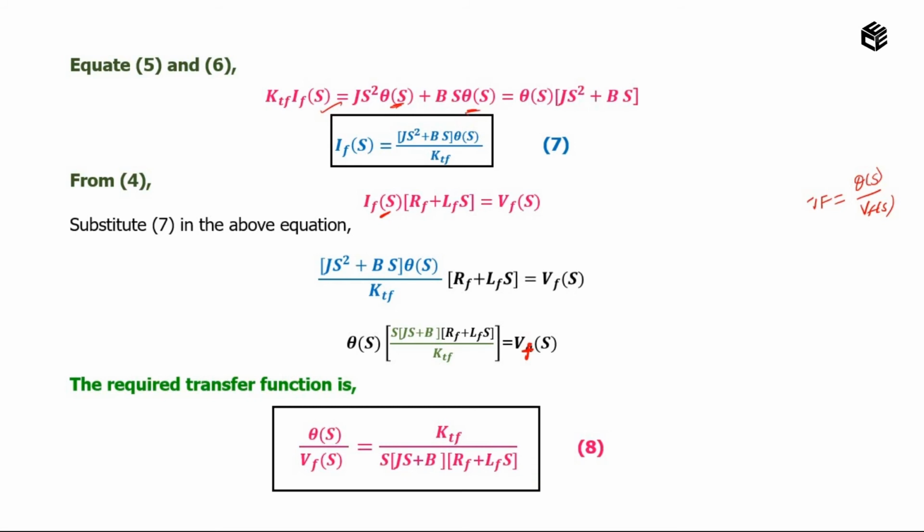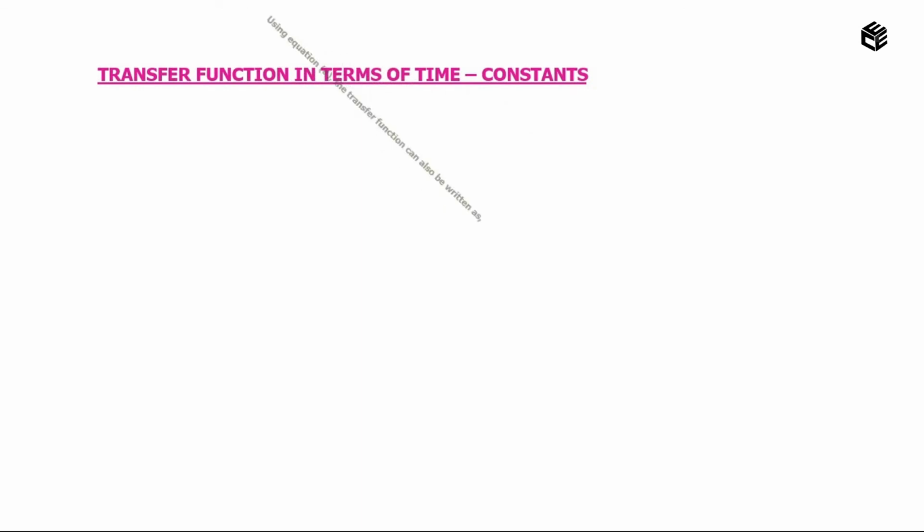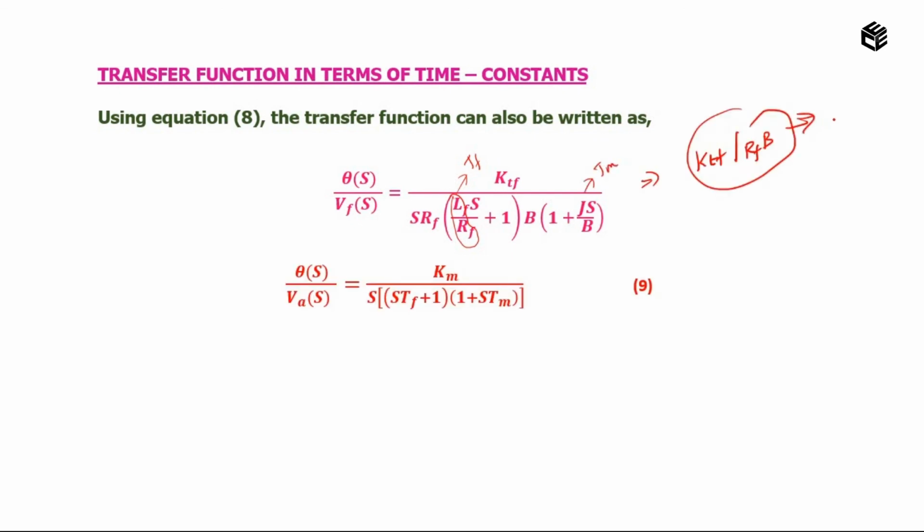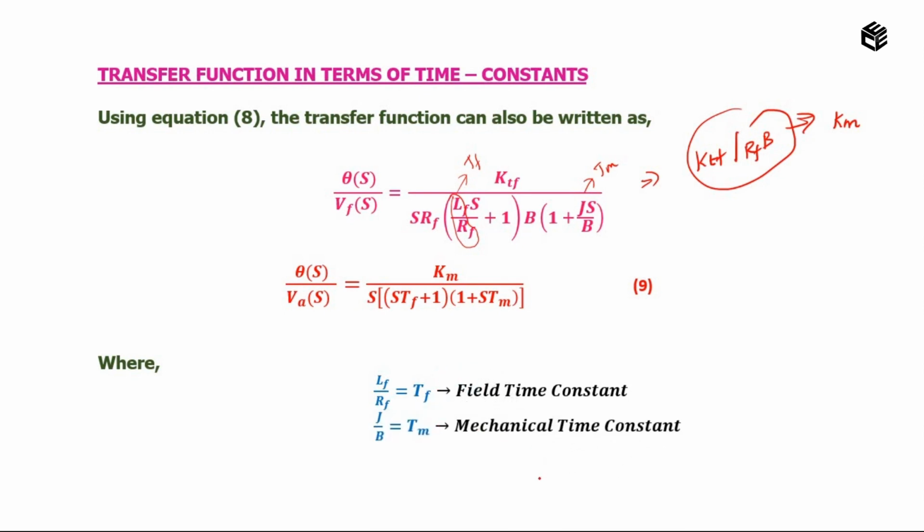So what will we do next? Obviously we will be writing the transfer function equation with respect to the time constants. So in order to represent it in time constants, from the first expression I have taken RF as a common factor, and from the second expression I have taken B as a common factor. So here writing this as TF and J by B I will be writing this as Tm. KTF divided by RF B I will be replacing that as Km. So from this I can say that LF by RF is equal to TF, which is the field time constant, J by B is equal to Tm, which is the mechanical time constant, and Km is equal to KTF by RF B, that is the motor gain constant. Understood?